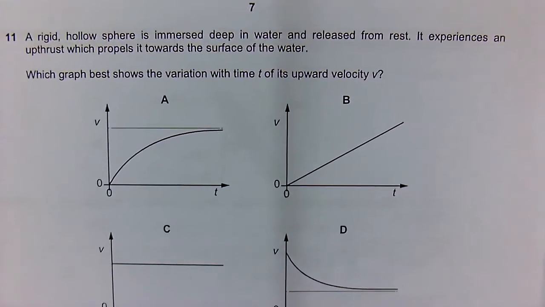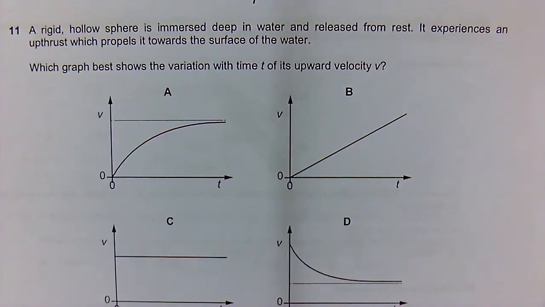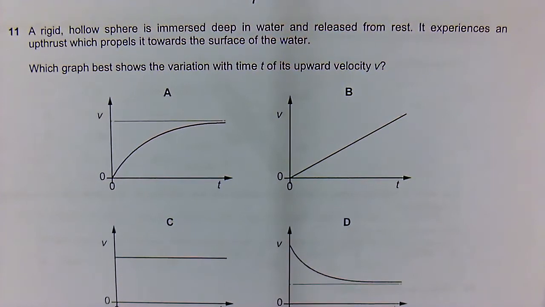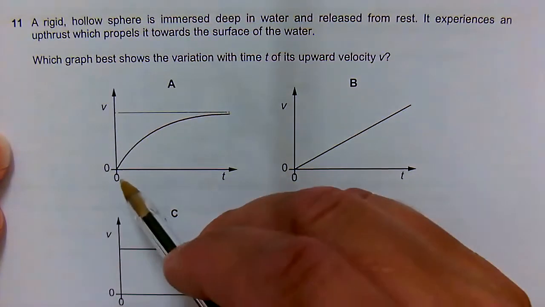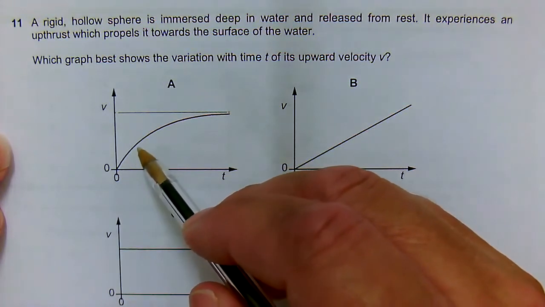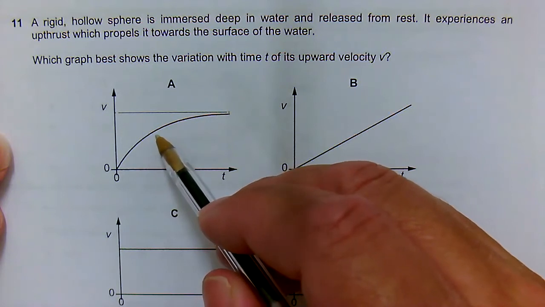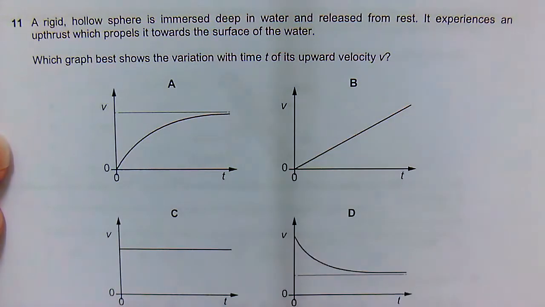Number 11, you've got a rigid hollow sphere immersed in deep water and released from rest. It experiences an upthrust which propels it towards the surface. Which one shows the variation in time with its upward velocity? Well, we've got to think a little bit carefully about it. It's immersed deep in water and released from rest. It's not just pushed just under the surface. So it's actually a terminal velocity question, because it's going to be due to the dynamic resistance from the water. So it will start off accelerating upwards, and eventually the friction with the water will decrease the net force until eventually it reaches a constant velocity at A.